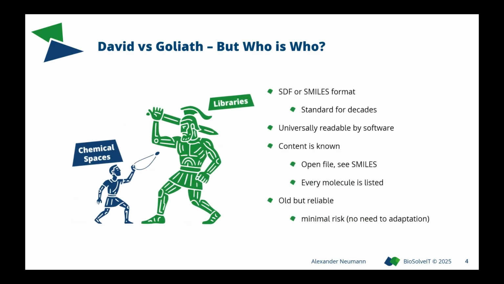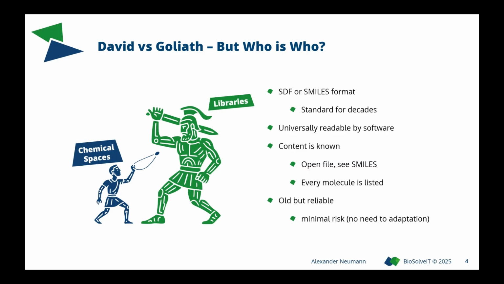Ultimately, since libraries have been on the market for decades, they come with very well-known formats like SDF or SMILES, and they have been the standard for decades. So every industry just uses SMILES and SDF. They are quite universal. Basically, any software that works with ligands can process either SDF or SMILES or both or any other known formats. And the beauty of those formats is that they are very straightforward and simple.